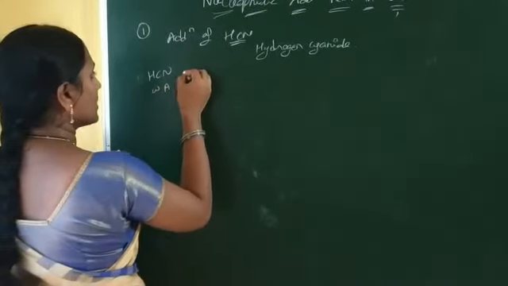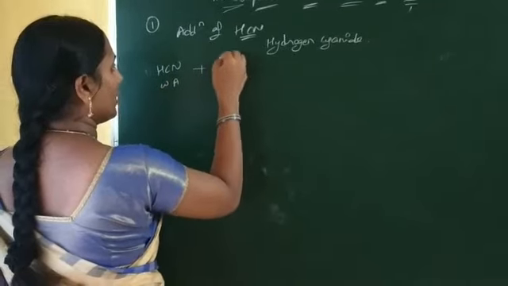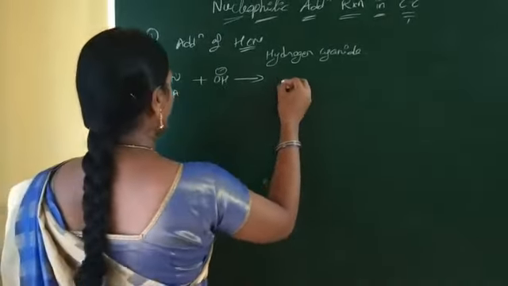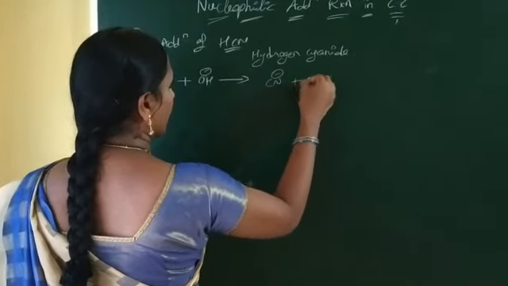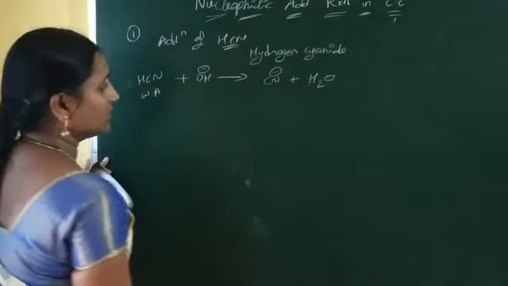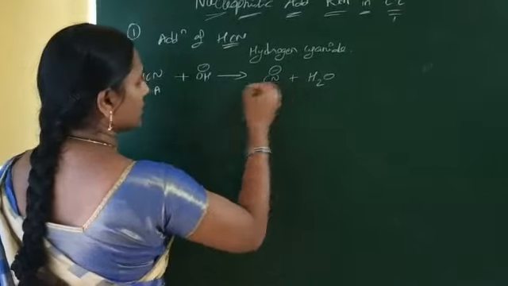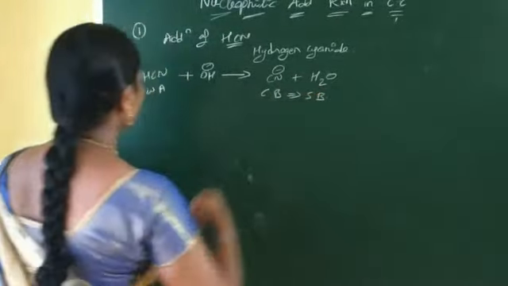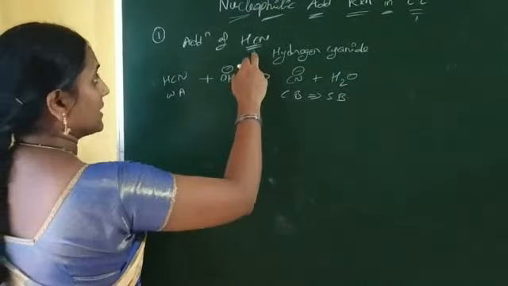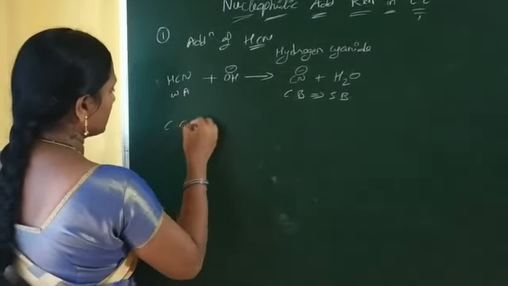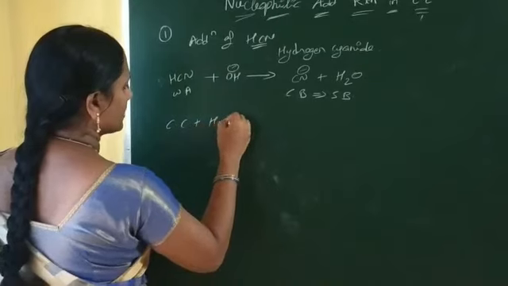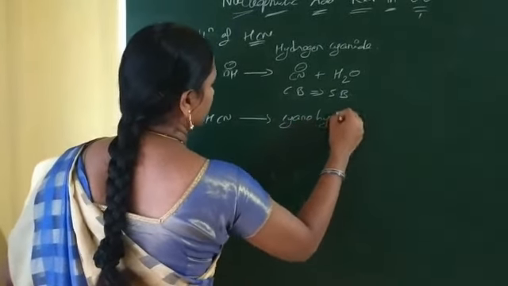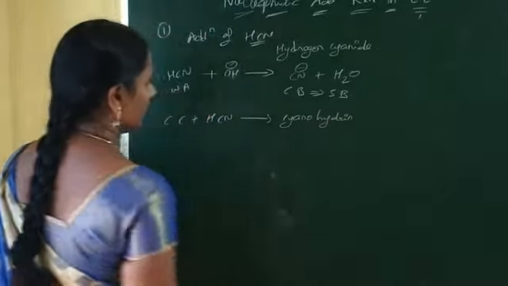Now hydrogen cyanide is treated with a base like OH minus to form the conjugate base CN minus, and the by-product is a water molecule. The conjugate base CN minus acts as a strong base. Now this HCN is treated with carbonyl compounds. The carbonyl compound is treated with HCN to form cyanohydrin. The product is cyanohydrin.